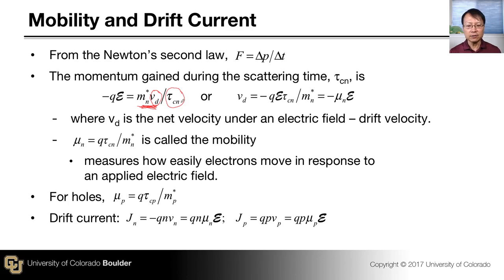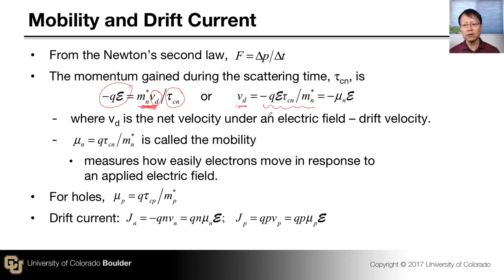And we added a subscript n here to indicate that we're talking about conduction band electrons here. So tau sub cn is the scattering time for electrons. And the force, of course, is the charge times the electric field. So from this equation, we can solve for the drift velocity. And that leads to this equation here.